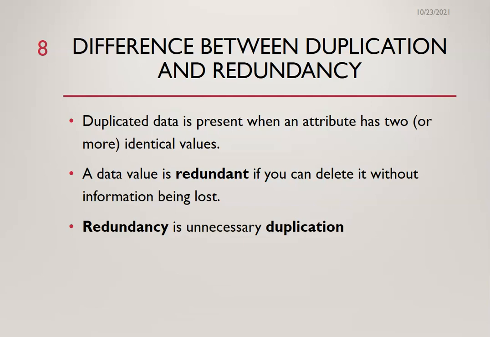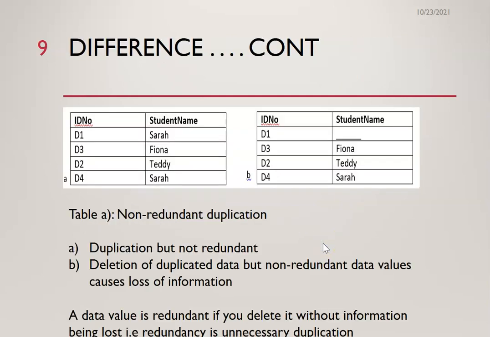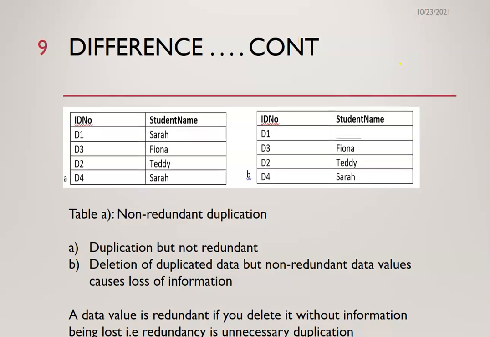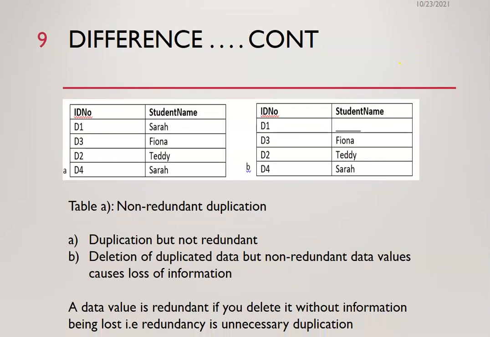Otherwise, if you lose that data, or if you delete that data from a given attribute, and then the data loses meaning, or the data is lost, then that means that that particular record was not redundant. We shall see what I mean by both. So redundancy is unnecessary duplication. So what does that mean? That duplication to a certain extent is allowable within a database, but redundancy is completely not acceptable in databases.